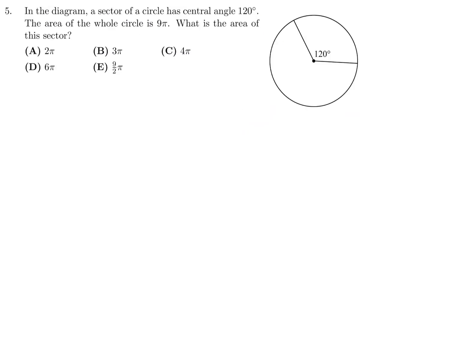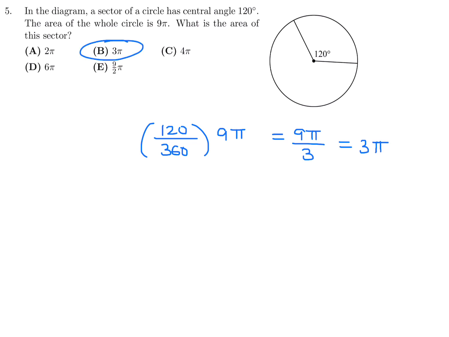In the diagram, a sector of a circle has central angle 120. The area of the whole circle is 9 pi. What is the area of the sector? Well, the area of the sector is 120 divided by 360, which 360 is the entire degree measure of the entire circle. And then you take this fraction and multiply it by the total area of the entire circle, which is 9 pi. So that just looks like 9 pi divided by 3, which is 3 pi. And that's it. So number 5, the answer is B.